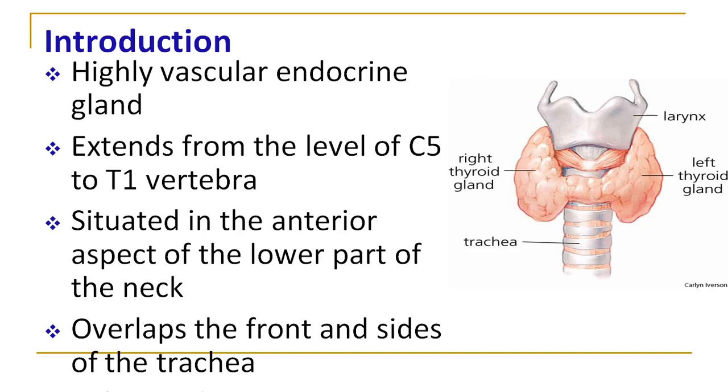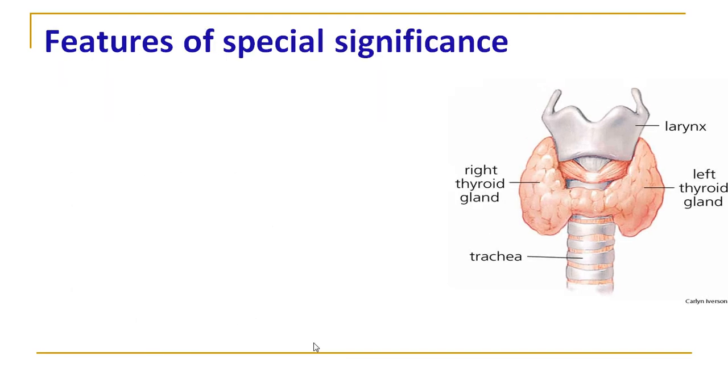It is a highly vascular endocrine gland. Where does it extend from and to? From the oblique line of thyroid cartilage superiorly till the level of the fifth tracheal ring. So to the vertebral level it will be C5 vertebra on the upper plane and T1 vertebra for the lower extent. So that is the extent from C5 to T1 vertebra. It is situated in the anterior midline in the lower part of the neck, the butterfly shaped gland. It is shielding the trachea. So it overlaps the front and side of the trachea.